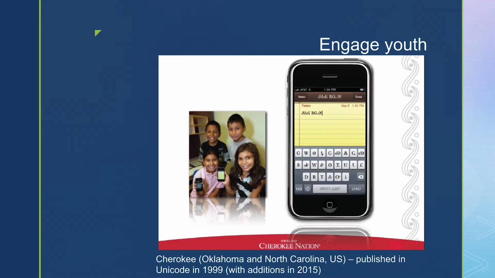Having access to a script on a mobile device and in social media can help engage the next generation. Cherokee has been, for example, on computers and mobile devices for a few years. It was published in 1999. And it has been shown to be a model for many other communities.